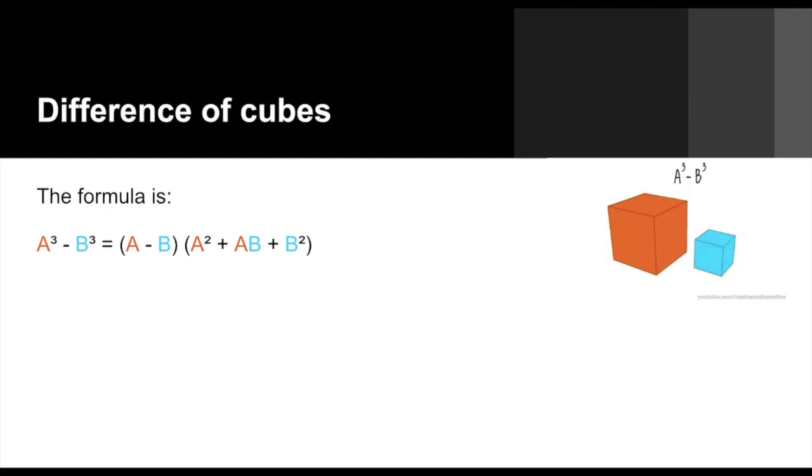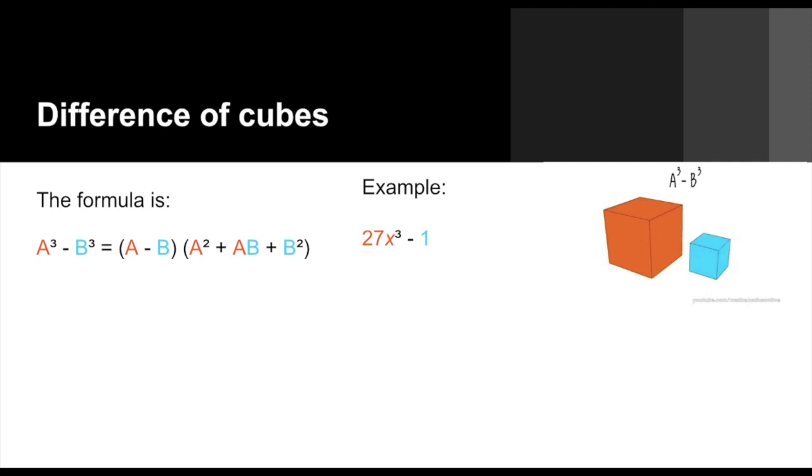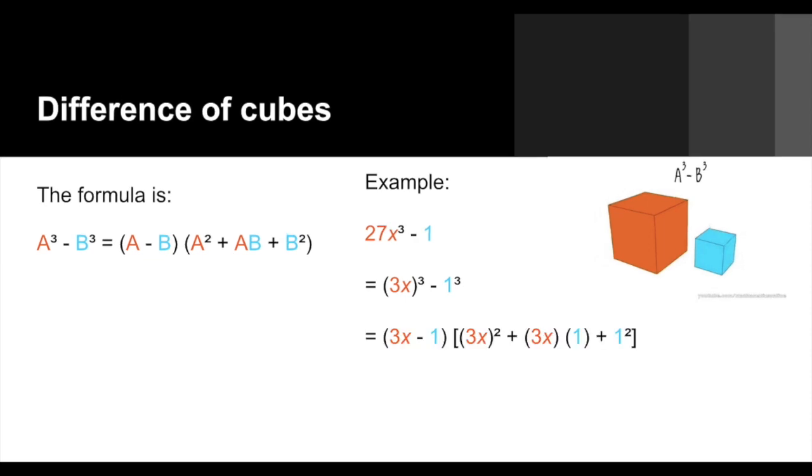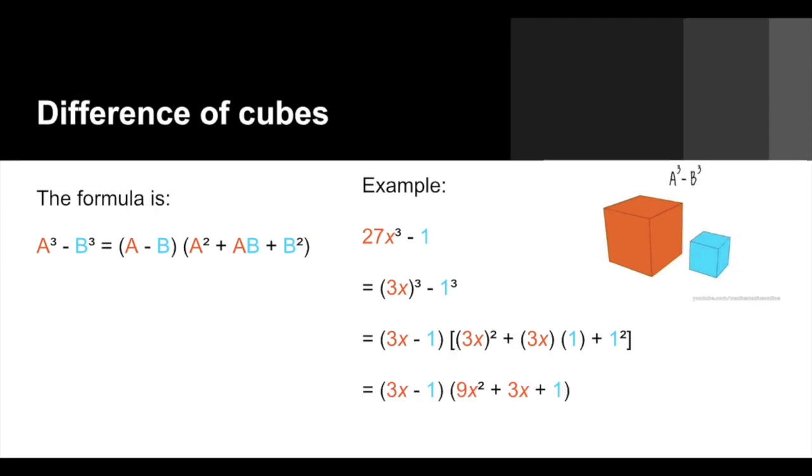The formula for difference of cubes is a cubed minus b cubed equals a minus b times a squared plus ab plus b squared. An equation for difference of cubes is 27x cubed minus 1. When you factor the equation out, it equals 3x cubed minus 1 cubed. You then apply this to the formula to equal 3x minus 1 times 3x squared plus 3x times 1 plus 1 squared. You then simplify it to equal 3x minus 1 times 9x squared plus 3x plus 1, which is your answer.